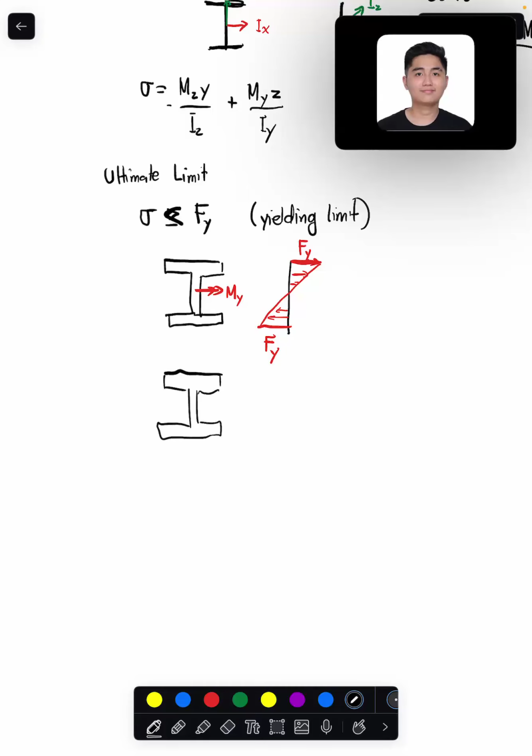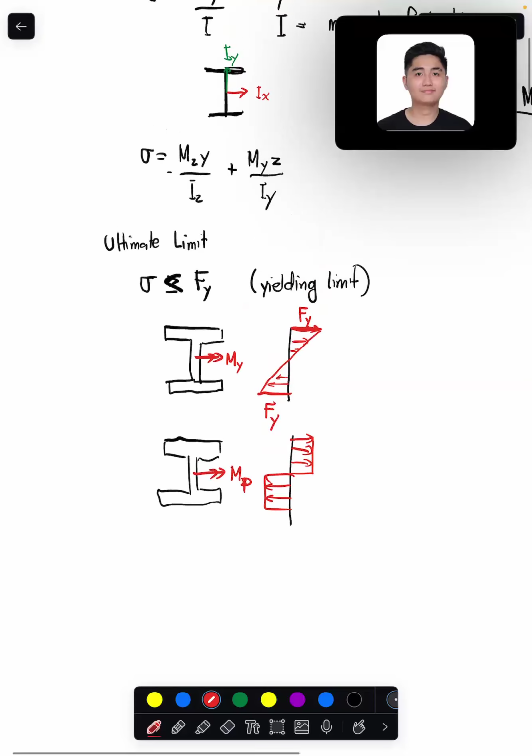Hence, we consider yung theoretical maximum such that meron ka lahat ng fibers mo are under yielding. So ito yung ultimately na makakayatan niya na state of stresses. And this would result in a bending moment that is termed as the plastic moment right here.